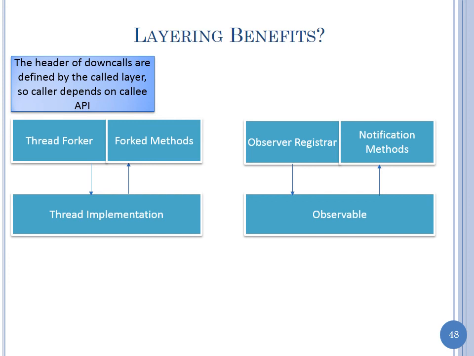What I say here shows that even syntactically, or at the API level, there was no real dependency. When we say that the dependencies should all go downwards, we really mean that upper layers should depend on the API provided by the lower layers and not vice versa. Yes, lower level layers make up calls in upper level layers, but the signature or the header of the methods that they call are defined by the lower level layers.